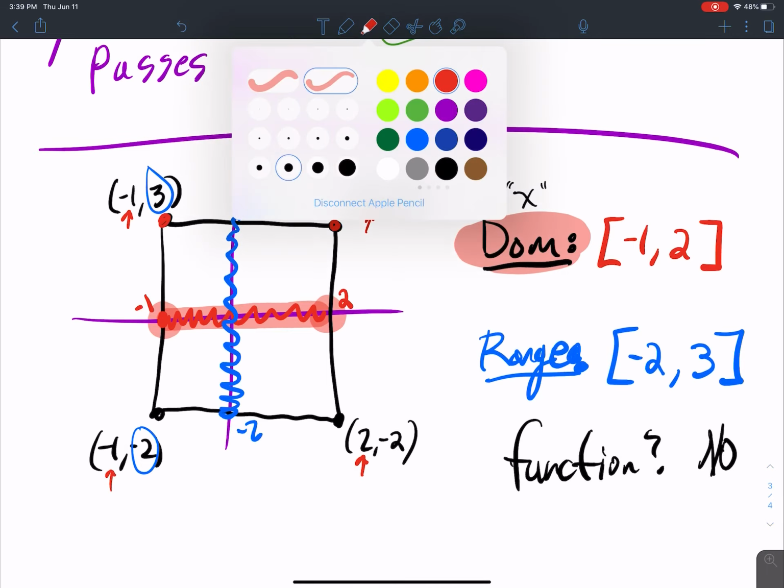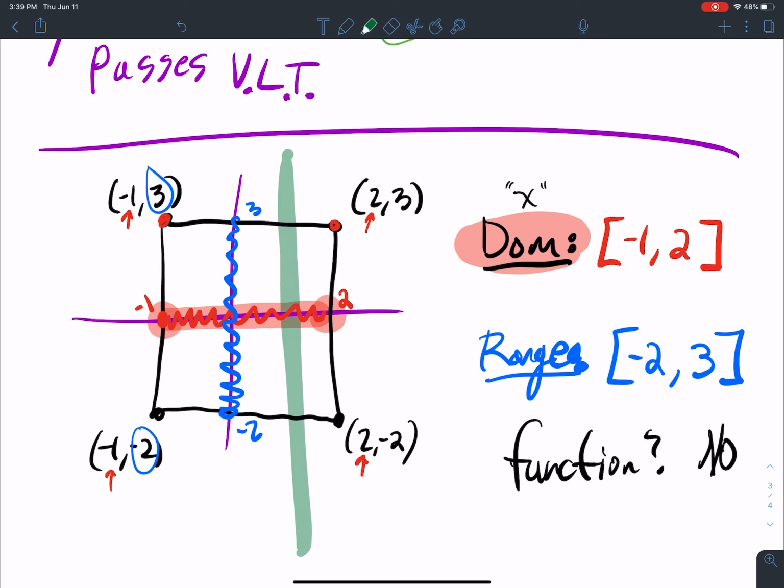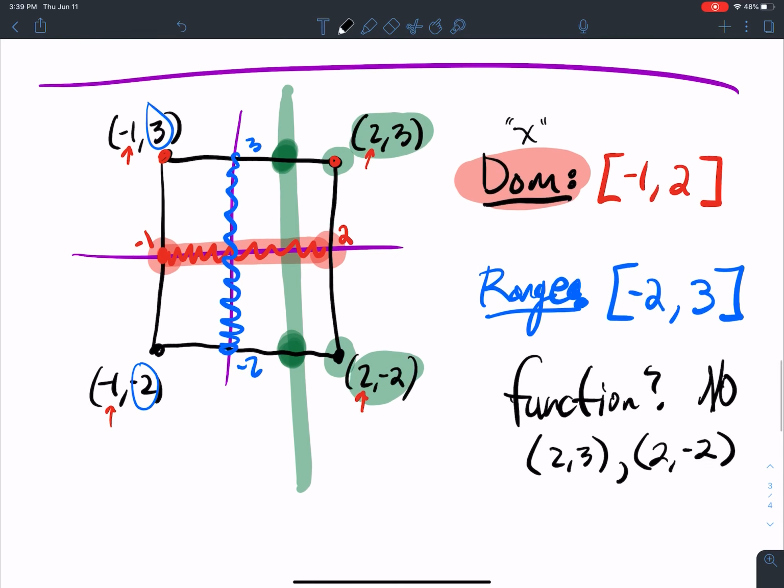If I make a vertical line, it passes through in 2 places. So I need to just pick 2 points. And I don't care what 2 points you pick. I'm going to pick this point and this one because I already have been given those points, right? So 2 comma 3 and 2 comma negative 2, right? So there's infinitely many you can pick. You just need to pick one. Okay, so if you say no, give me 2 points to show why it's not a function.